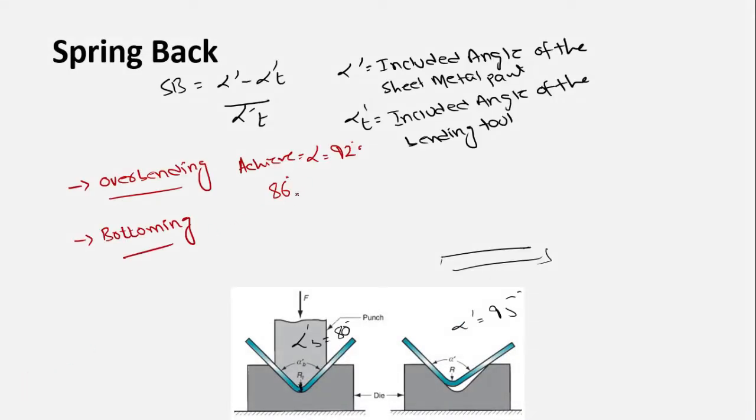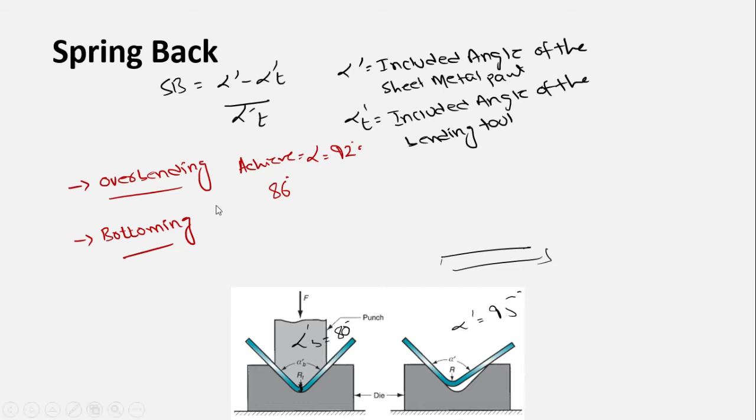Because of the spring back phenomena, once we achieve the angle of 86 degrees and the punch has been removed, it will try to regain its original shape, so the bend angle will increase and we will finally achieve the angle of 92 degrees. Obviously this calculation is based on many factors, especially the Young's modulus of the material we are using, right?